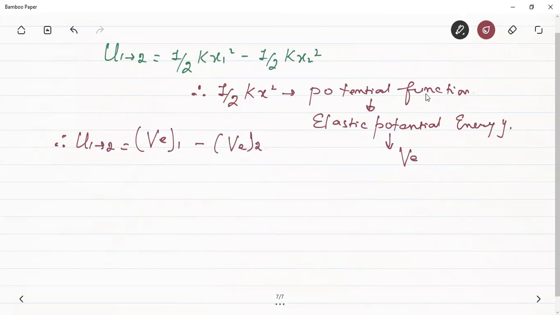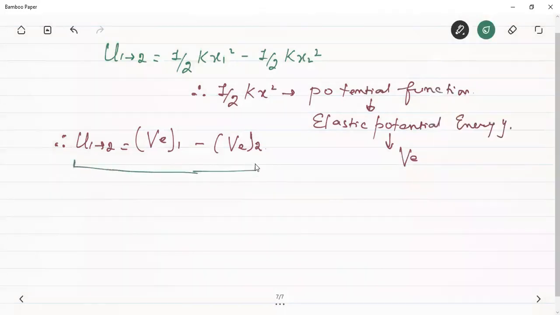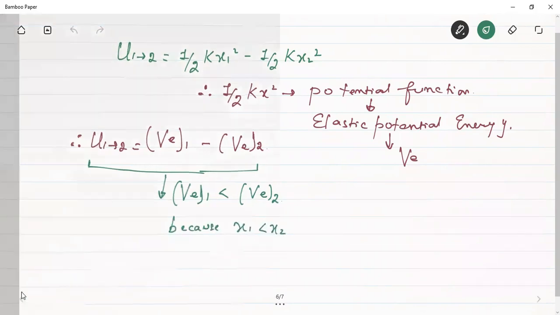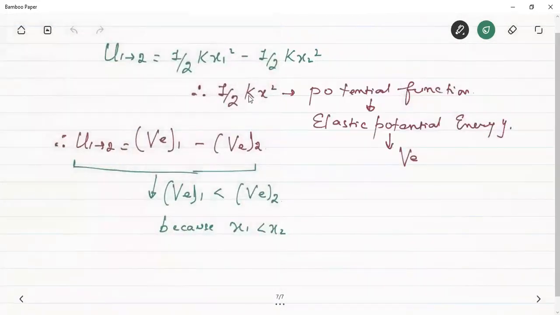If you just see this equation, we can see that VE1 is less than VE2, because x1 is less than x2. You can see the schematic again. The potential function is 1 by 2 kx square, therefore it is directly proportional to x. Since x1 is less than x2, VE1, the elastic potential energy at the initial state, will be less than the elastic potential energy at the final state. Since it is less, work done is negative.